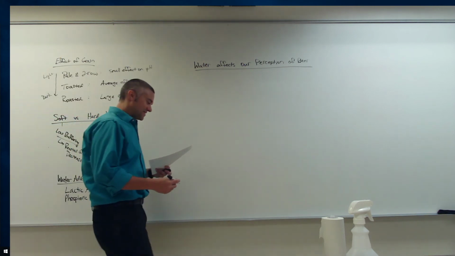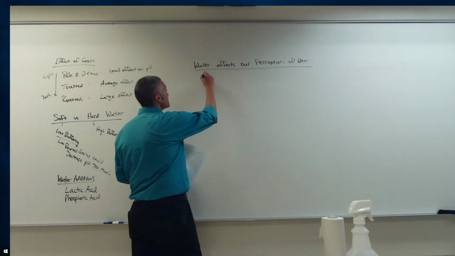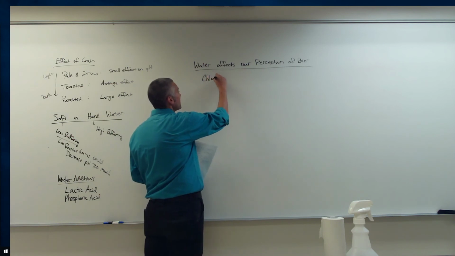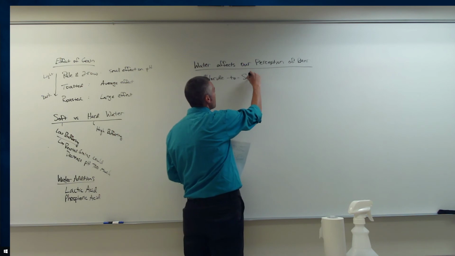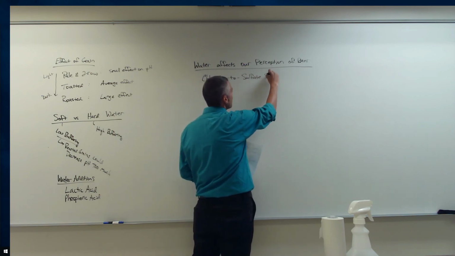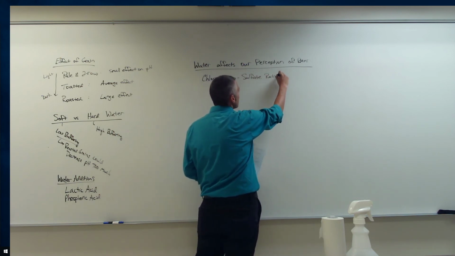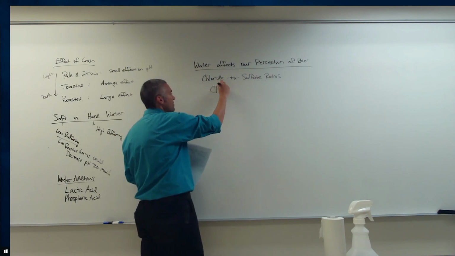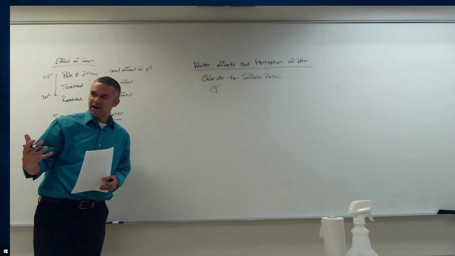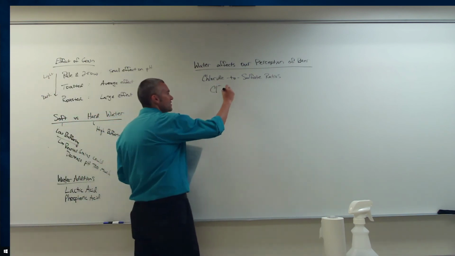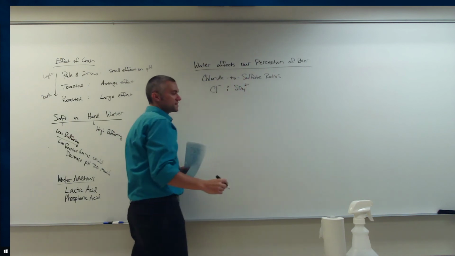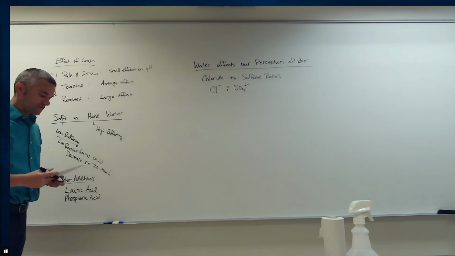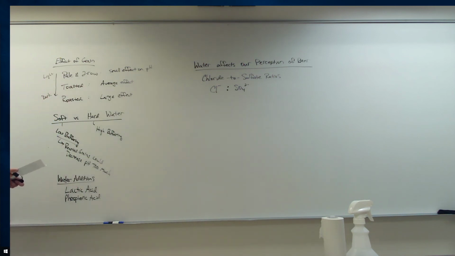It does something else, and this is what we're interested in. We're interested in chloride to sulfate ratios. We are interested in how much of this Cl negative, this chloride ion, we have in relation to sulfates. How does this affect our perceptions?